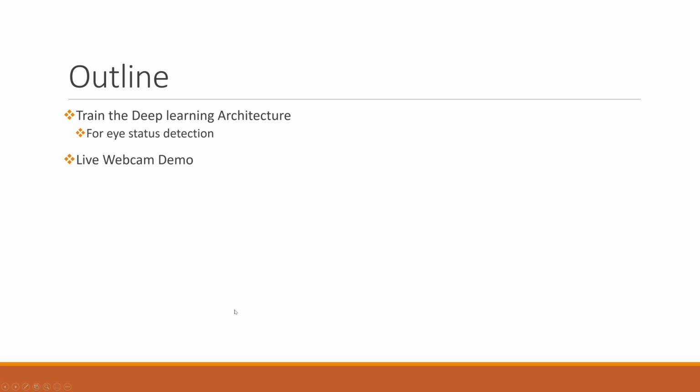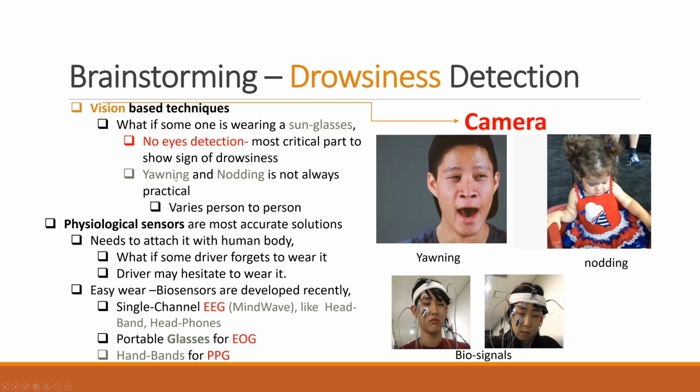This is the outline of today's video. First we will start with the training of the deep learning architecture for eye status detection, such as whether the eyes are closed or open. And then once we train our deep learning architecture, we will go for the live webcam demo.